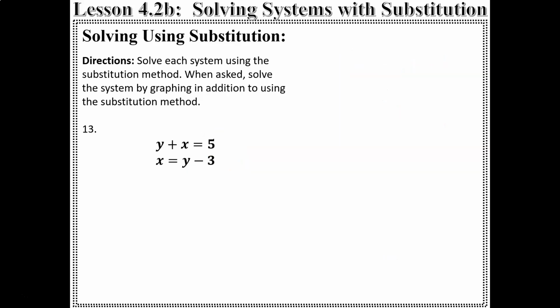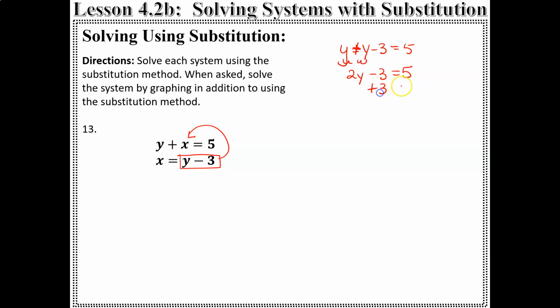Okay, lucky 13. So I have y plus x equals 5 and x equals y minus 3. So we have x isolated already. So let's just plug it into the other one where x is. So I have y plus, and instead of the x, I'm going to put in y minus 3. Oops, this is a plus. Equals 5. So I have y and another y is 2y minus 3 equals 5.